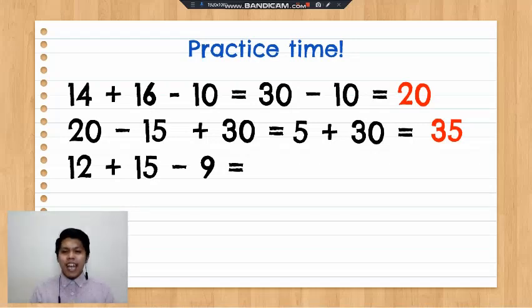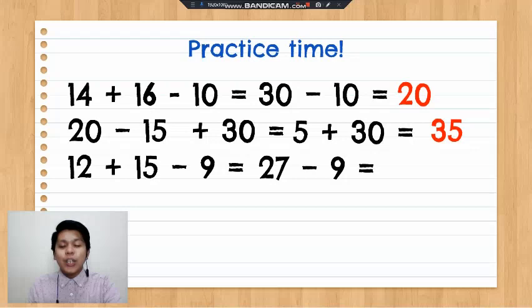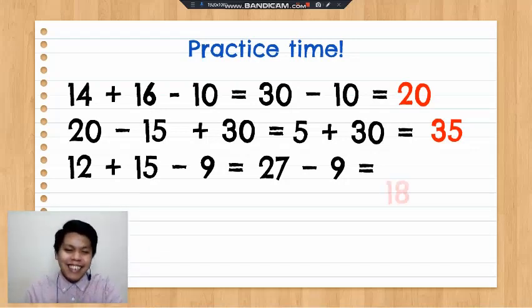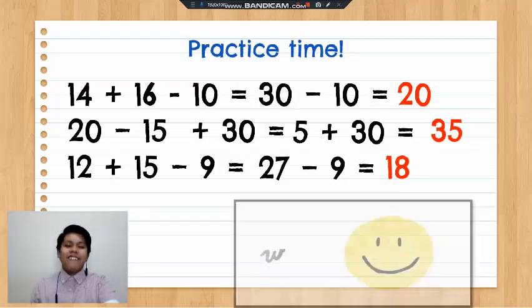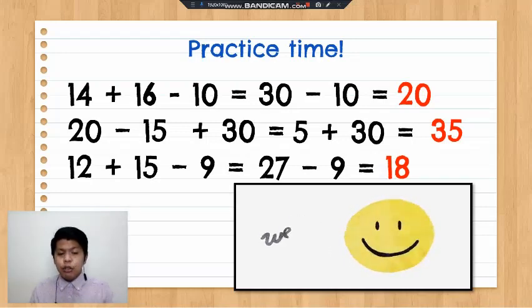Okay, what is our answer? 12 plus 15, that will be, it's 27. Then subtract 9, you will get the answer of, right, it's 18. Well done. Okay. So now that you know that, let's try to have your activity.